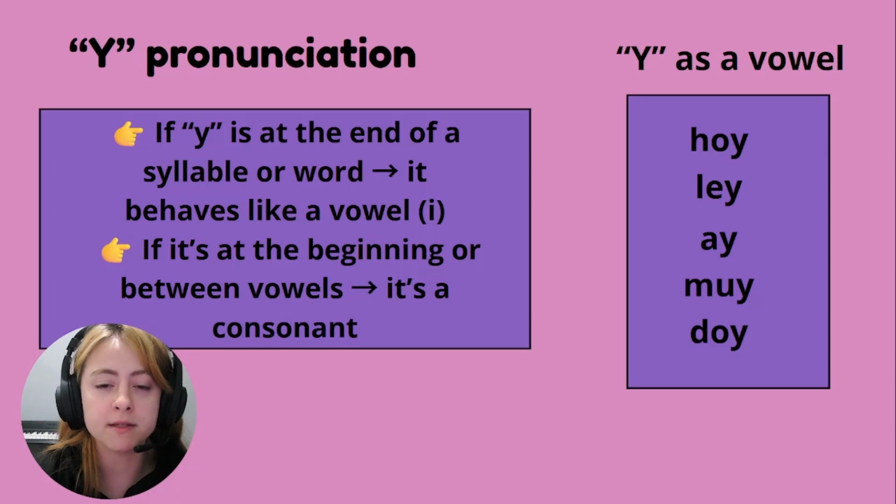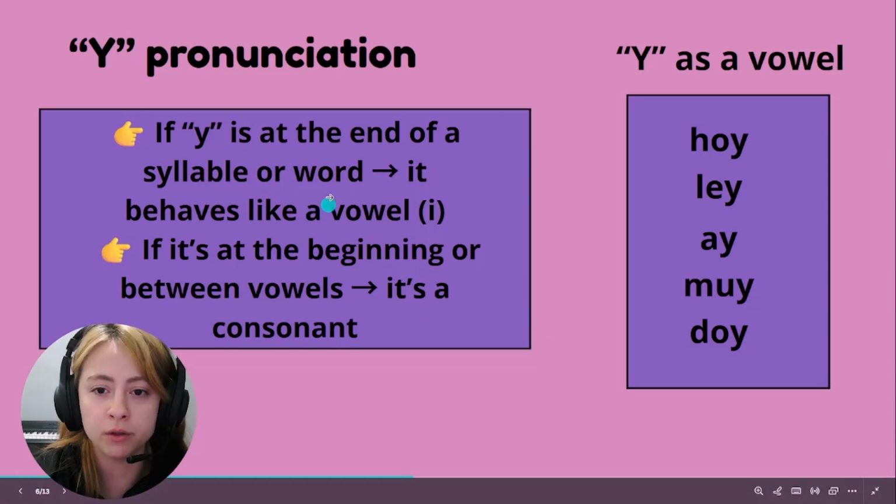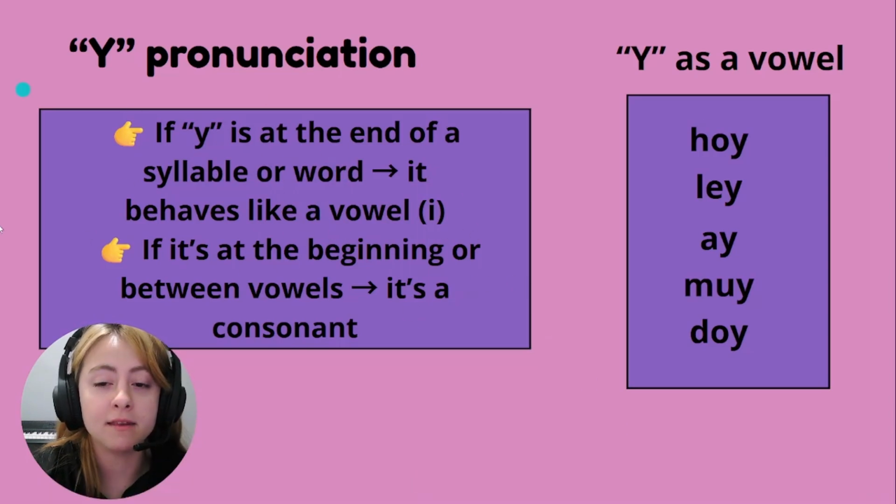So there are two ways in which this letter functions. One of them is that it is used as a vowel when it is at the end of a syllable or a word. In that case, it will behave just like the Spanish vowel E.